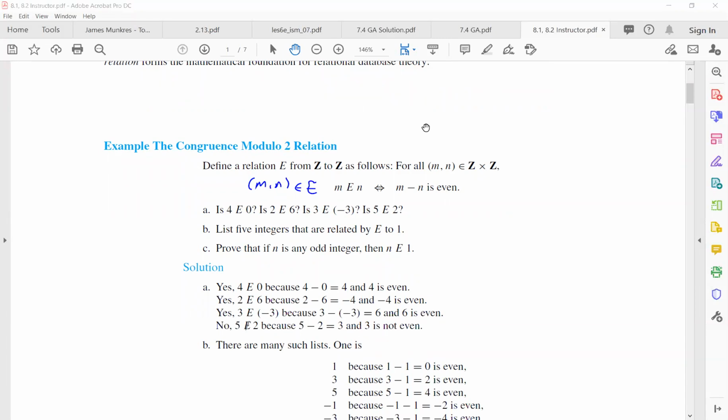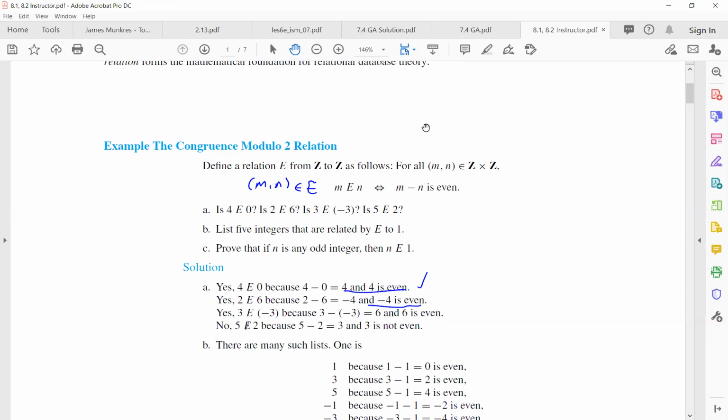Since we defined the relation this way, we have to find the subtraction between two elements. 4 minus 0 is 4, and we know that 4 is even. So (4, 0) is a point in that relation. 2 minus 6 is -4. You get a negative even integer, so of course, it's even. It satisfies the condition. So (2, 6) is a member of E.